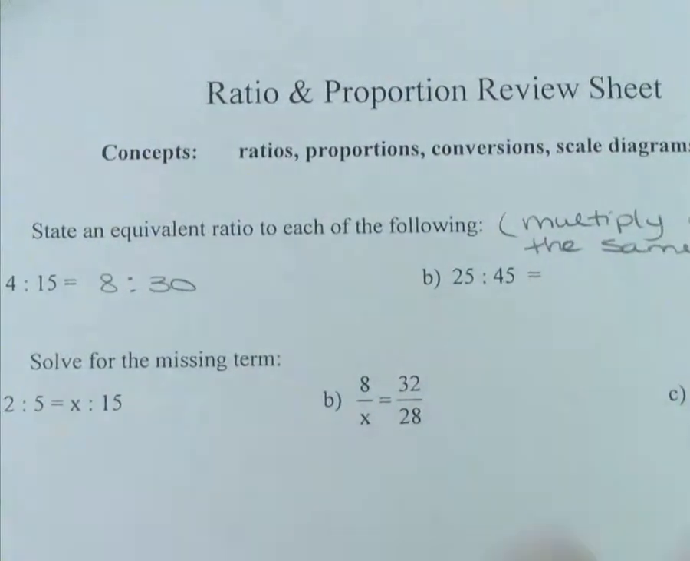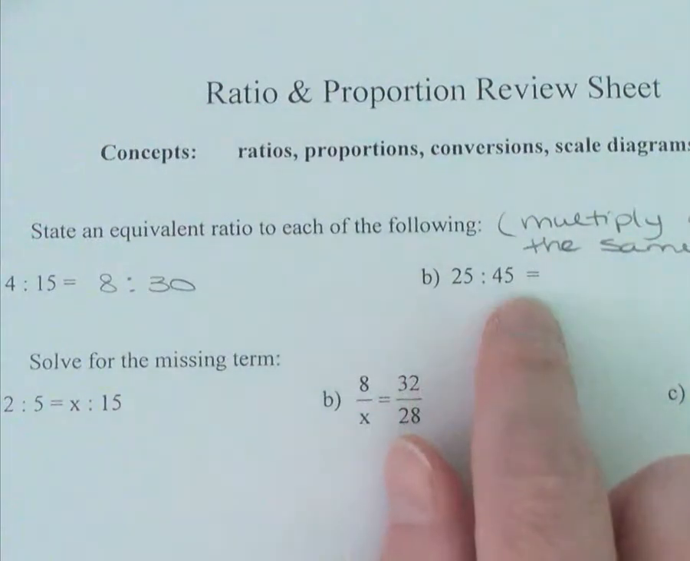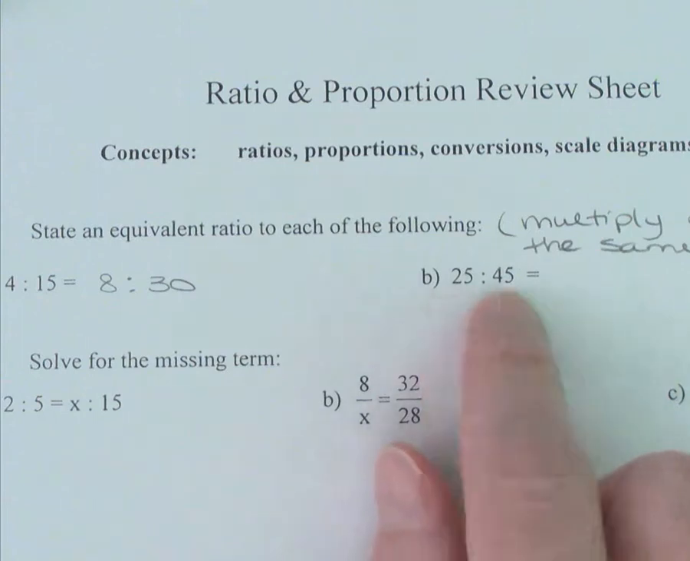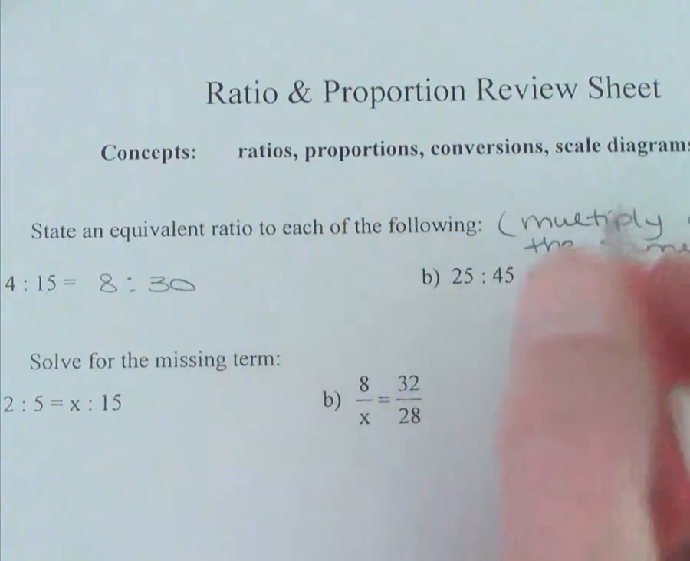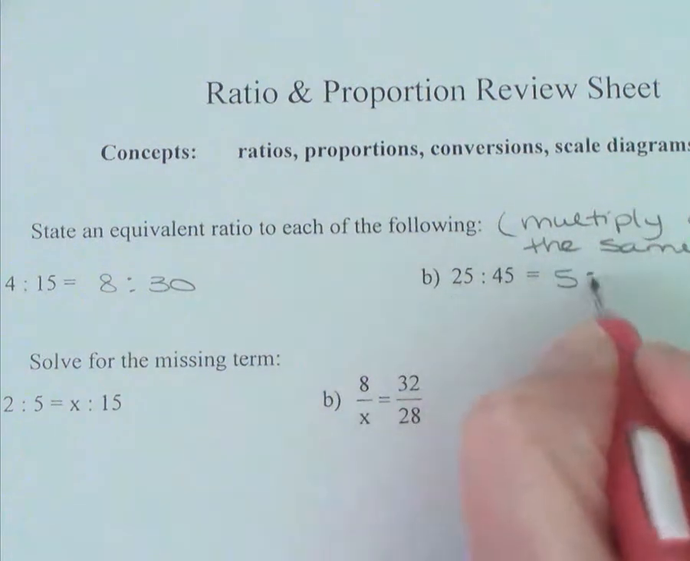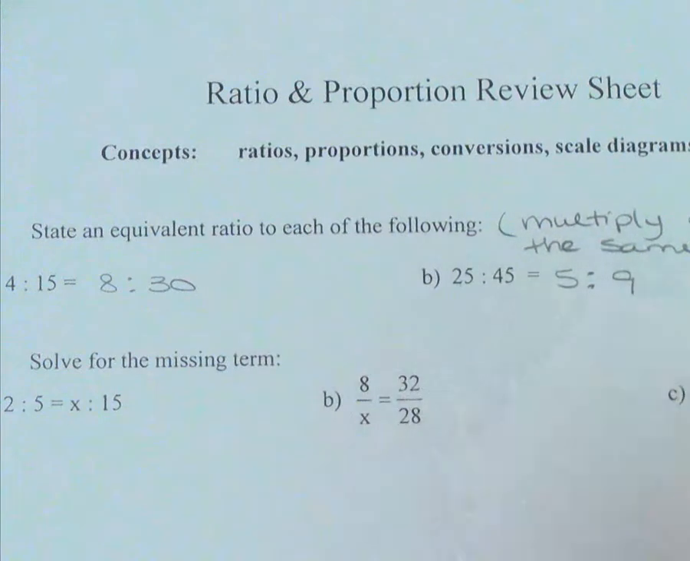If I look at the next one, I have 25 and 45, and I can multiply them by something, but I can also divide them by something to make them smaller. So to do that, I'm going to divide both by 5. So if I divide this by 5, I get 5. If I divide this by 5, I get 9.